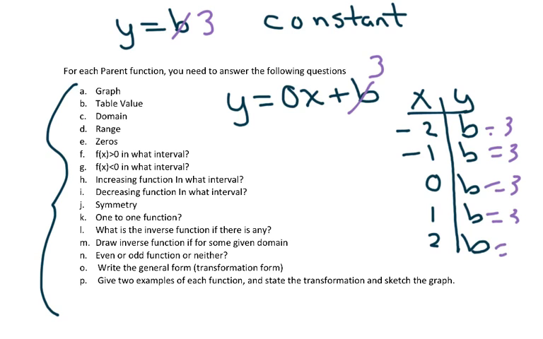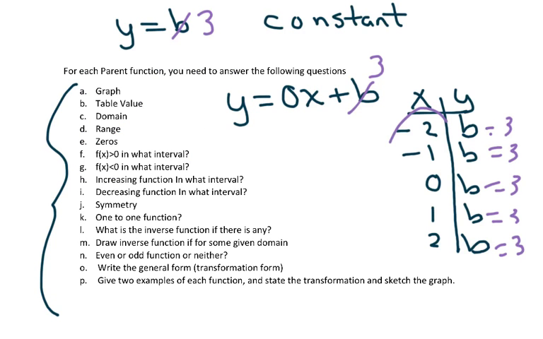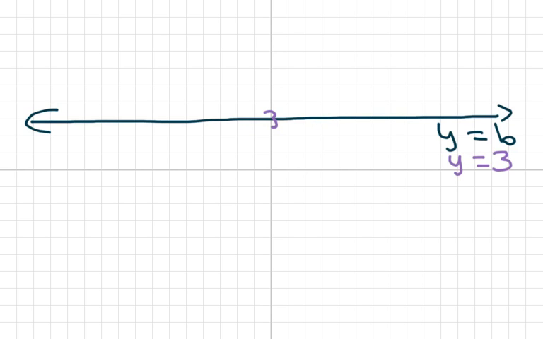And then we can state the information about this. So, let's look at it. This is y equals b, but we're at 3 here, so we can just say this is y equals 3, if you want to get a general idea. The domain is all real numbers. You can look here. We can put any numbers here. So the domain is all real numbers.